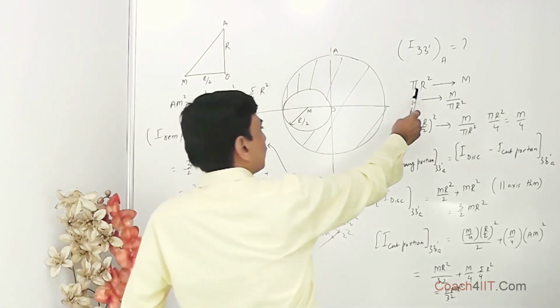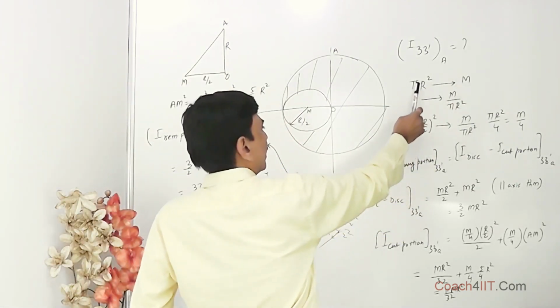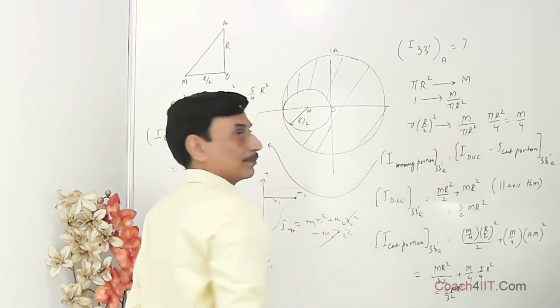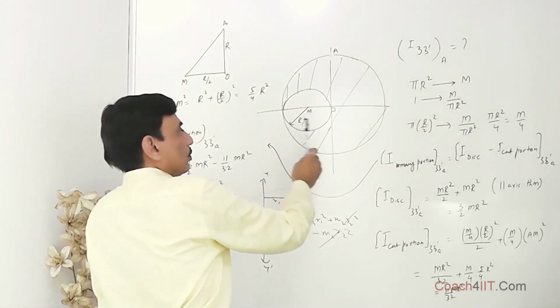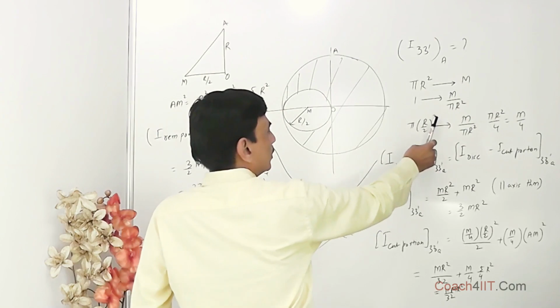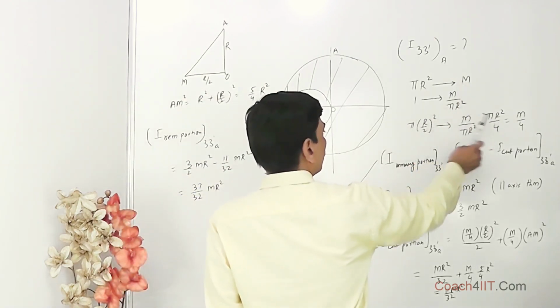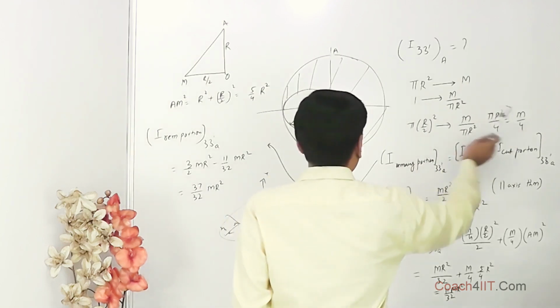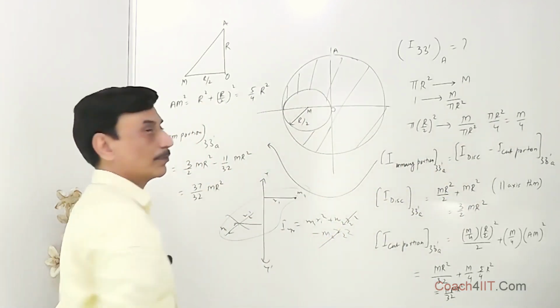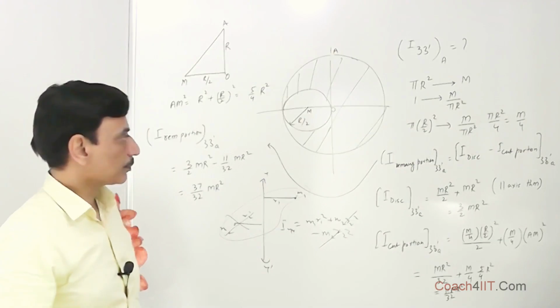When the area is pi r square, the mass is m. When it is 1 unit, it is mass per unit area. Now its radius is r by 2, so the area is pi (r by 2) whole square. So its mass is going to be m upon area into area, that is pi r square by 4, so it comes out to be m by 4. So the mass of this comes out to be m by 4 units.